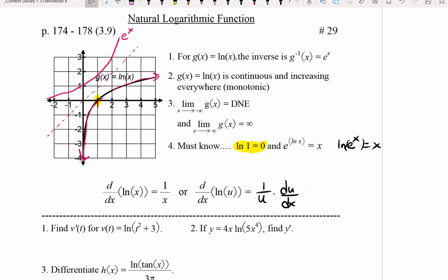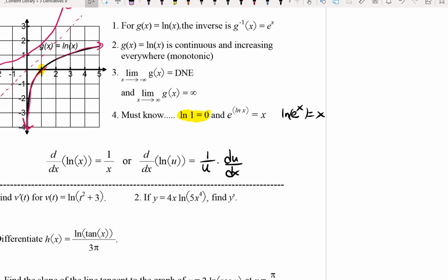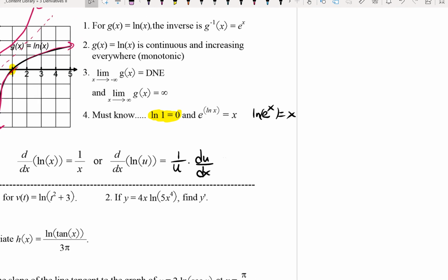So the derivative of the natural log function is actually quite simple. It's simply the derivative of ln of x is equal to 1 over x, or incorporating the chain rule, the derivative of ln of u is 1 over u times the derivative of u with respect to x. Let me just show you where that comes from. It's pretty easy to do using implicit differentiation.